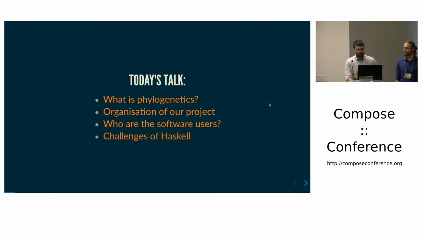So in today's talk, we're going to give an overview of what our problem area is, so what is phylogenetics, and then we're going to talk briefly about our project, sort of the kind of things we're trying to do, and then we're going to give a view of who are the people who will use our software and how that influences the decisions we make, and then just briefly we're going to talk about some of the challenges of using Haskell for a project like this.